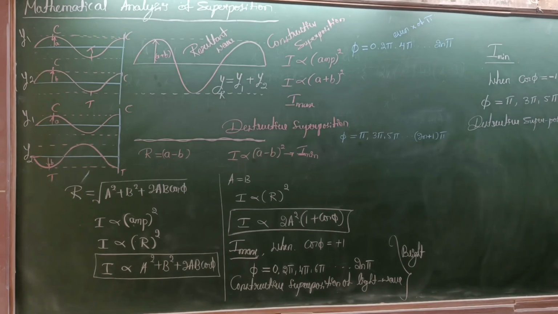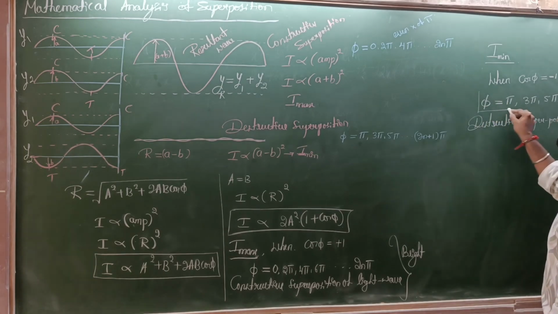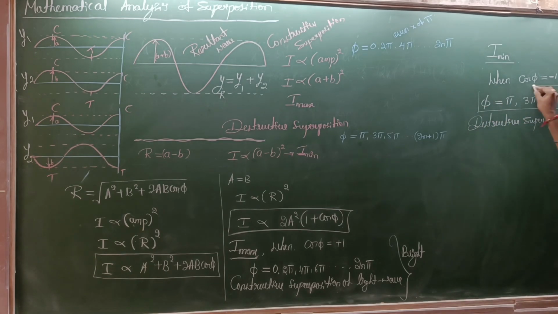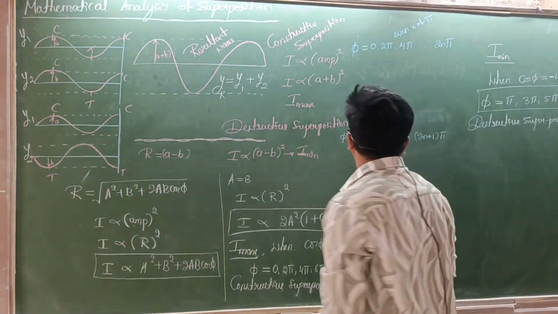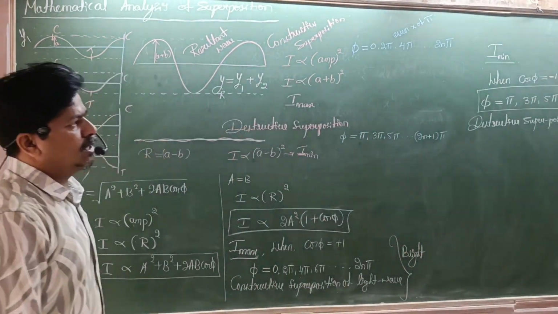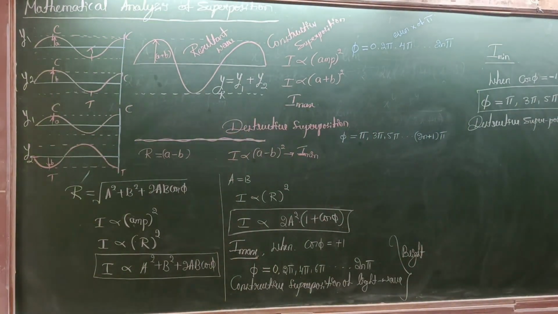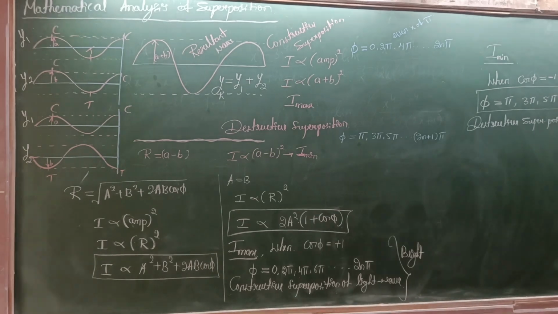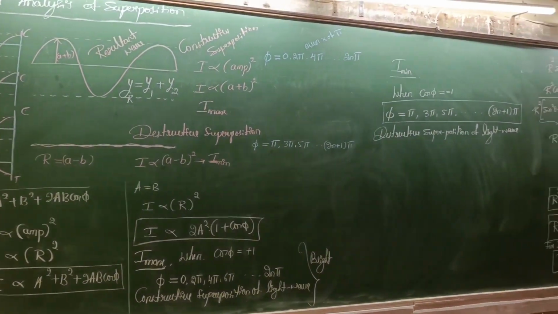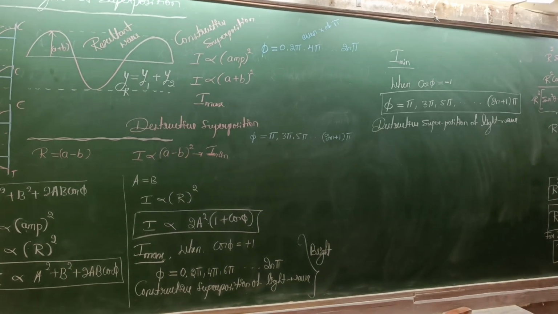Now, in the light waves we discussed, what decides destructive and constructive is the phase difference between the two waves. If the phase difference between these two waves is π, 3π, 5π, that is (2n plus 1)π, then we have a destructive superposition. The intensity of the resultant wave is minimum.